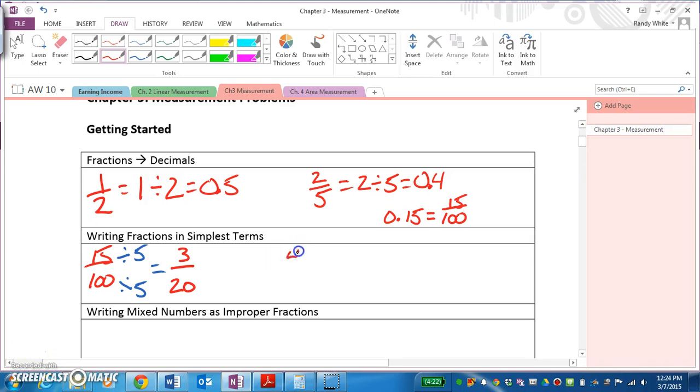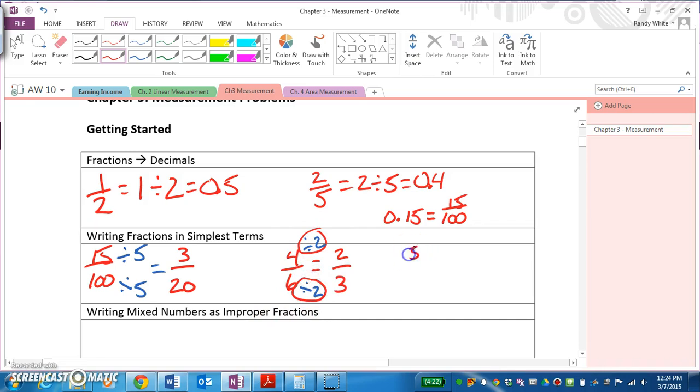Let's say I've got 4 over 6. Well, I can divide both of those by 2. And 4 divided by 2 is 2. And 6 divided by 2 is 3. So you always have to divide by a common number to reduce.